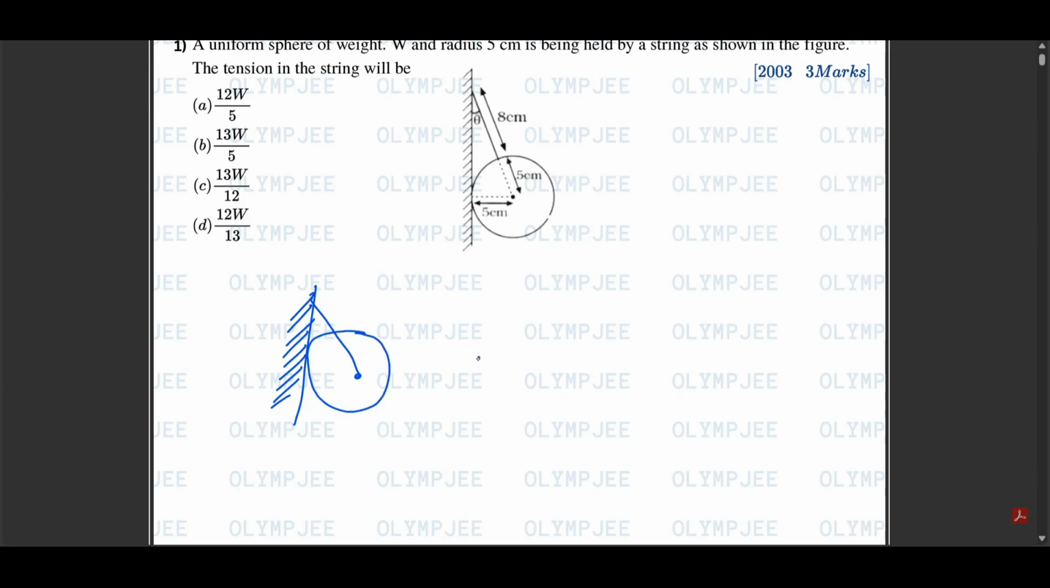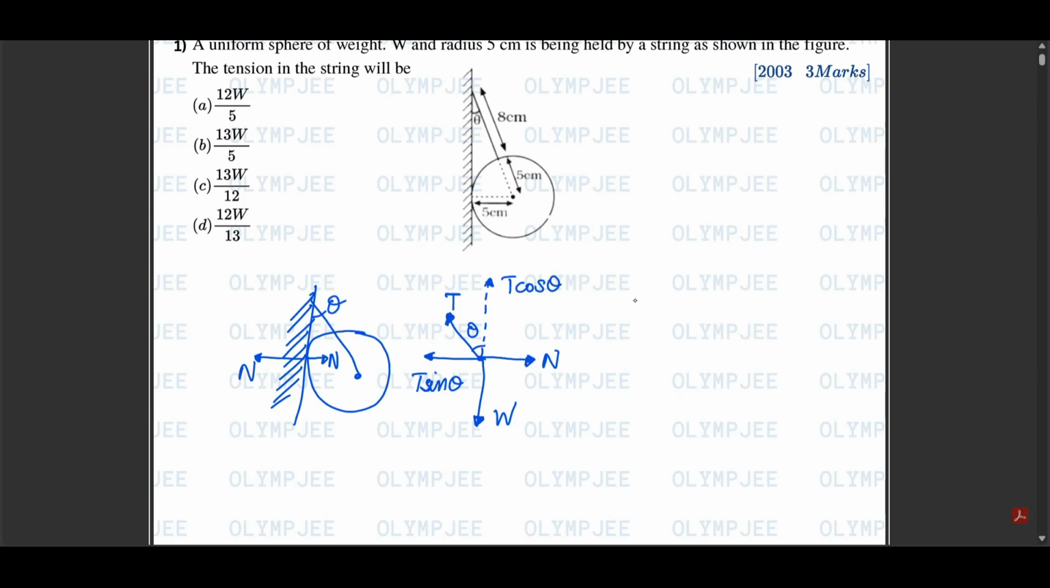The tension will be acting in this direction on the string, and if this angle is theta, this will be T cos theta and this will be T sin theta, and one normal from this wall will also be acting on the ball, and similarly the ball will exert a normal on the wall. And since we are taking the system as the ball, the normal will be in this direction and the weight of the ball will be in this direction. So this theta is equal to this theta because they are alternate interior angles.